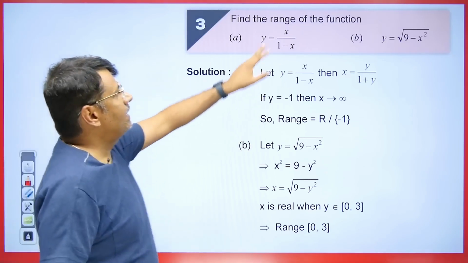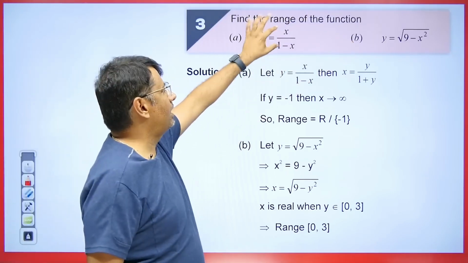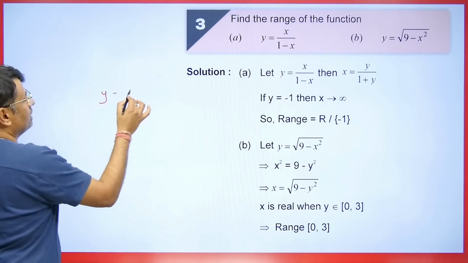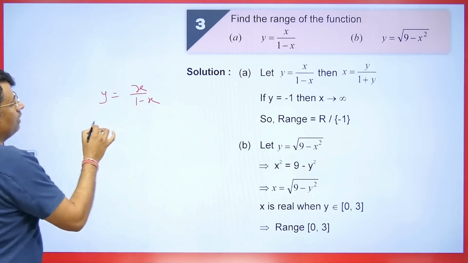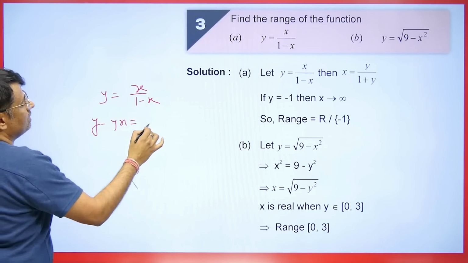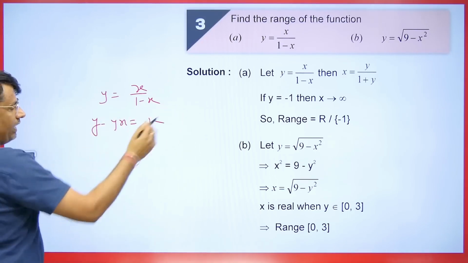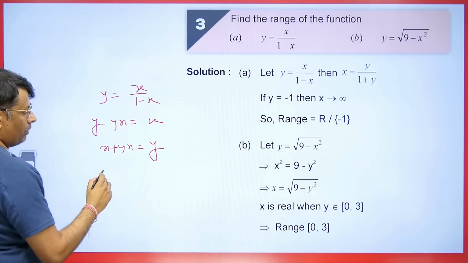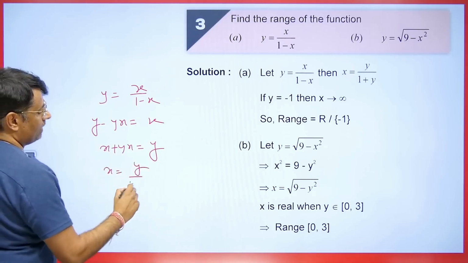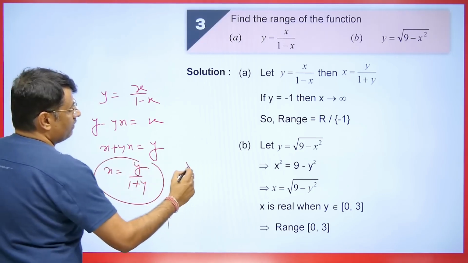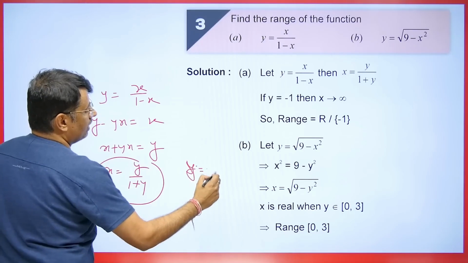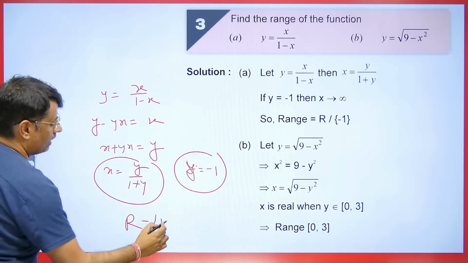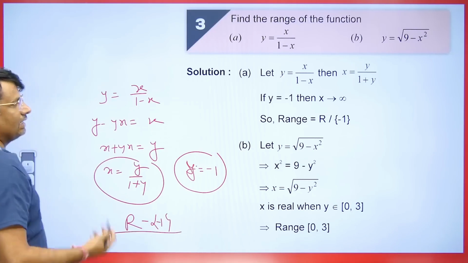So students, what will be its range? What should we do? We will multiply this again and find value of x, right? So students, y is equal to x upon 1 minus x. So it will be y minus yx is equal to x, right? If we take y to that side, then it will be x plus yx is equal to y. And if we take x common, it will be x equal to y upon 1 plus y. So students, if we keep value of y to be minus 1, then in that case, it's not existing. It simply means that if we remove minus 1 from real numbers, then this will be its range.